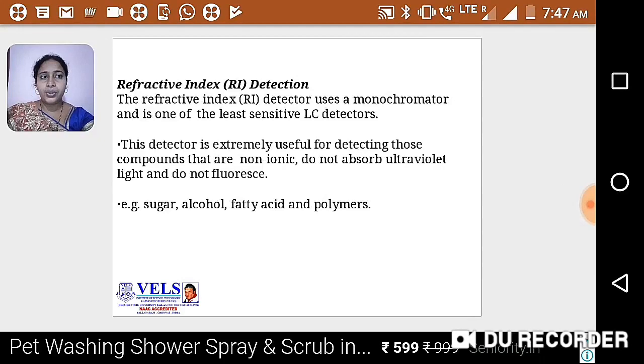Detector uses a monochromator and is one of the most sensitive LC detectors. This detector is extremely useful for detecting those compounds that are non-ionic and do not absorb UV light and do not fluoresce. Examples include sugar, alcohol, fatty acid, and polymers.